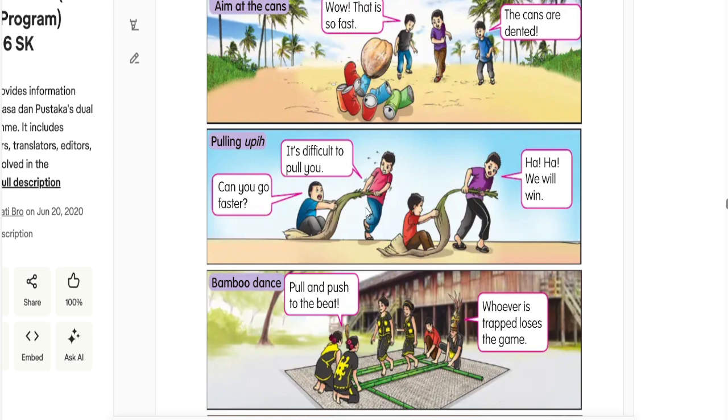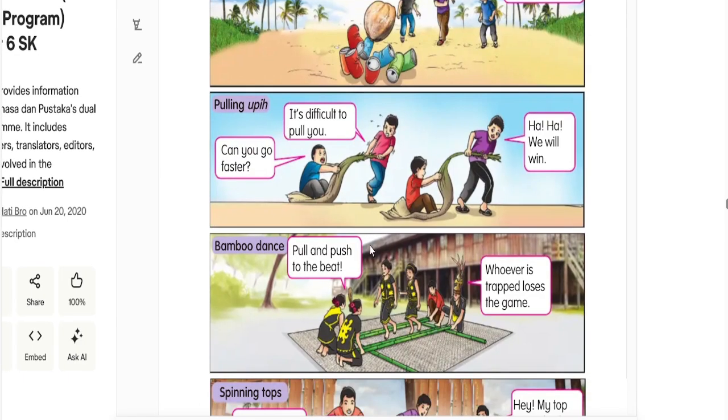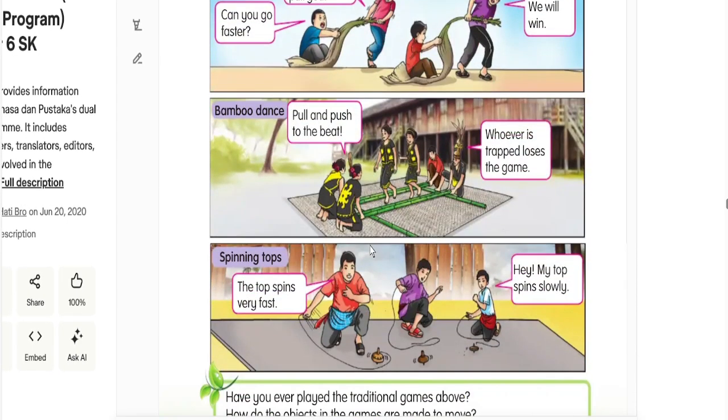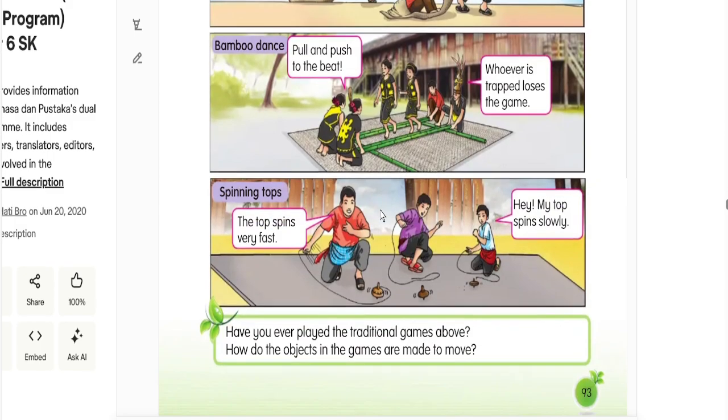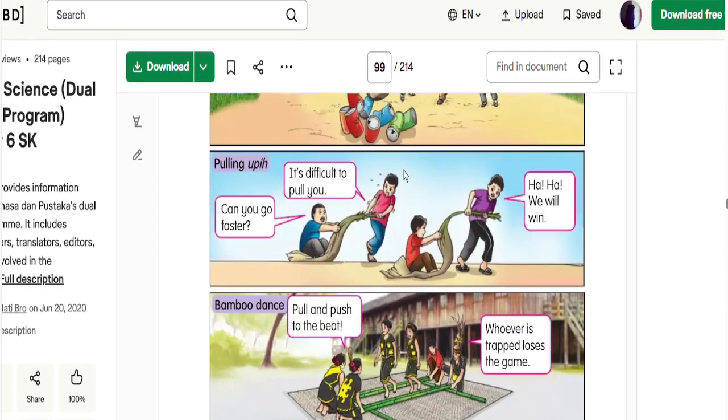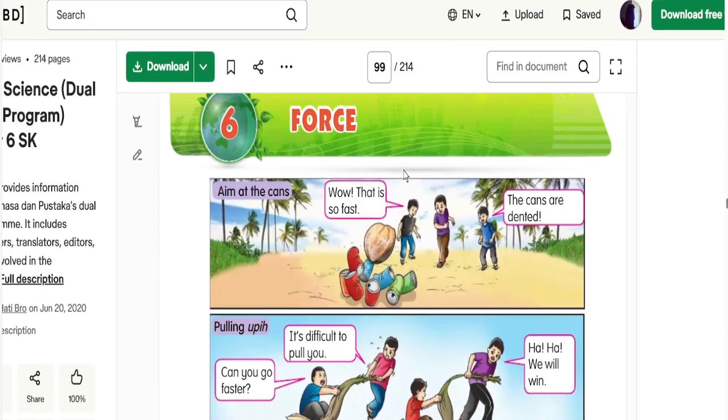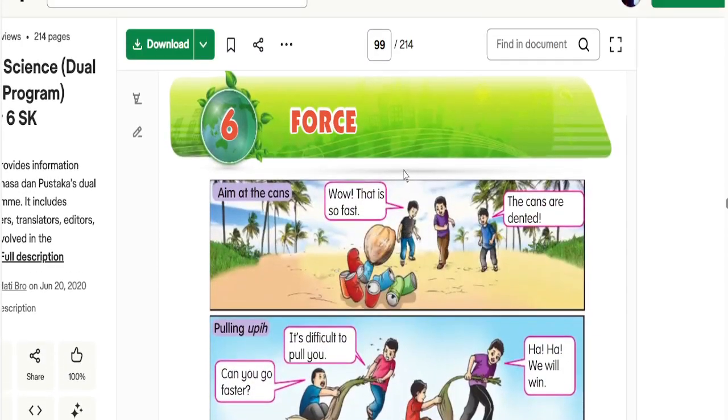So basically, in all these activities, in the bamboo dance you can see push and pull to the beat, and here whoever is trapped loses the game, and spinning tops. To spin it fast, they apply force. So in all of these games shown here, basically they are applying force, right?